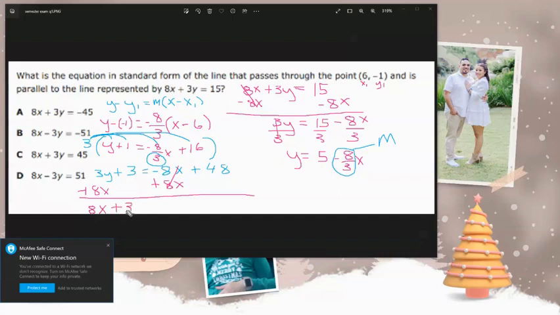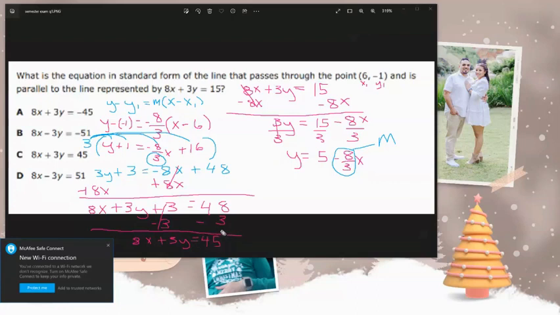plus 3y plus 3 equals 48. Now we just have to get rid of the 3. I'm going to subtract 3 from both sides. Oh my goodness, lots of steps, guys. And then we're going to be left with 8x plus 3y equals 45.